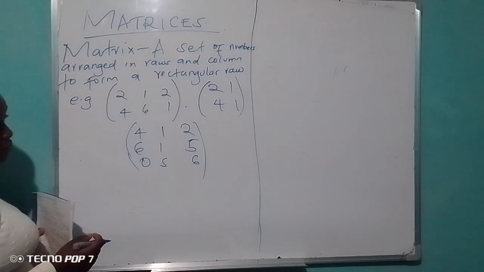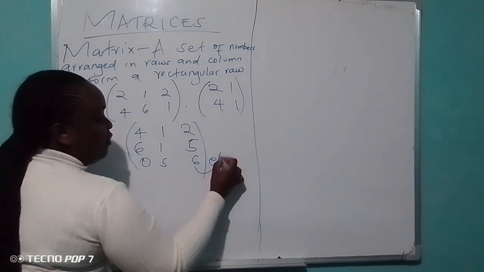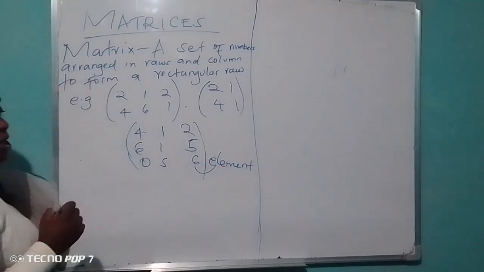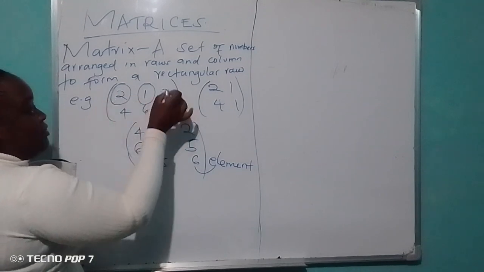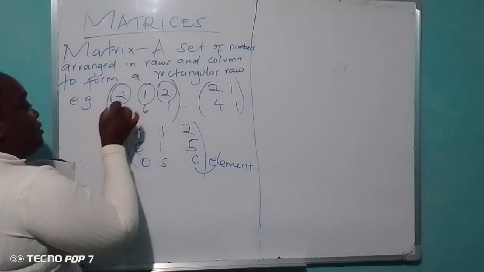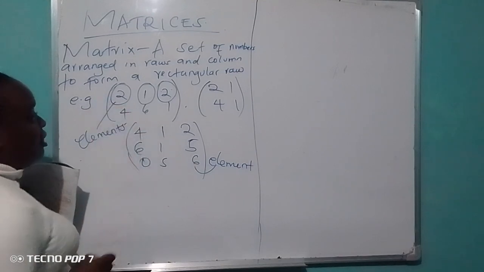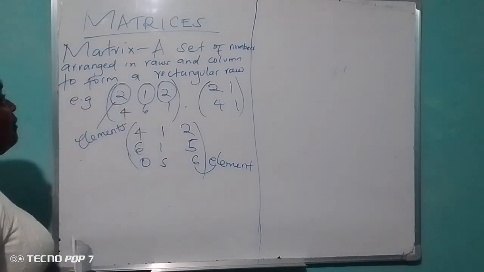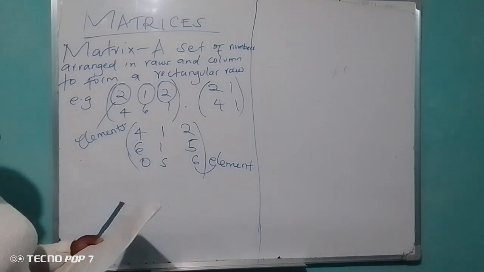So these numbers inside a matrix are called elements. So this one is an element in this matrix. So these are elements. The numbers inside a matrix are called elements.